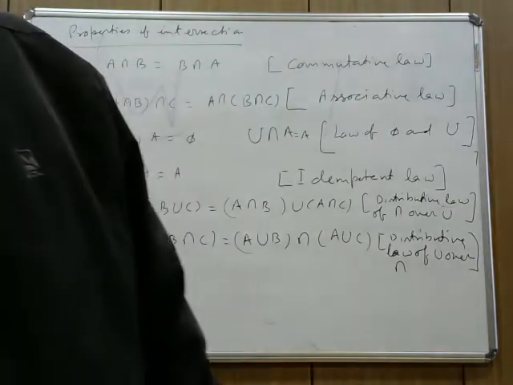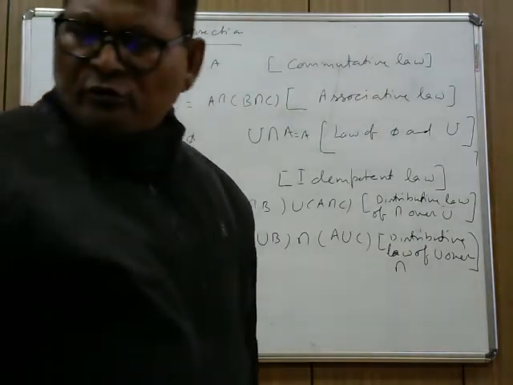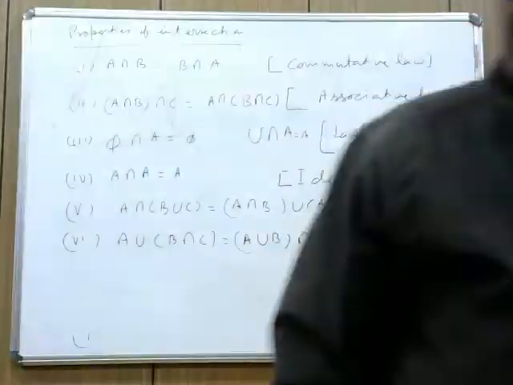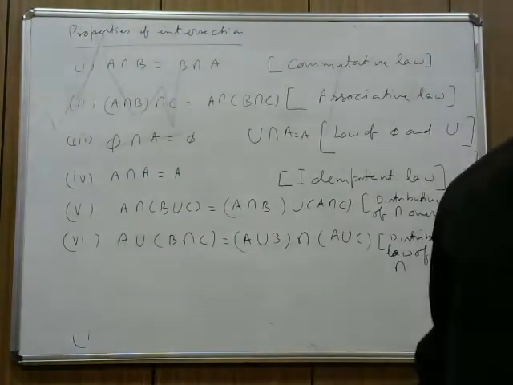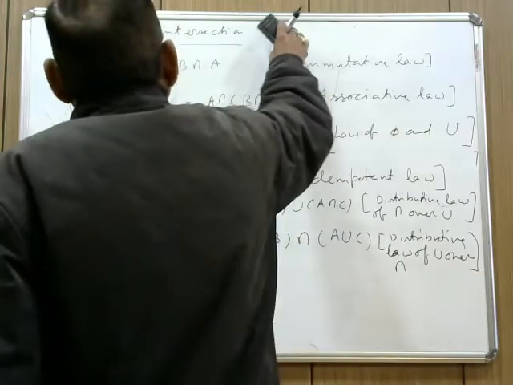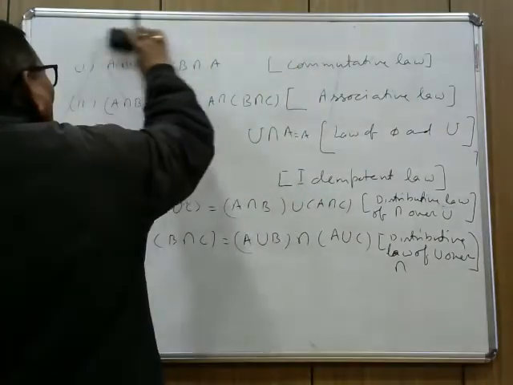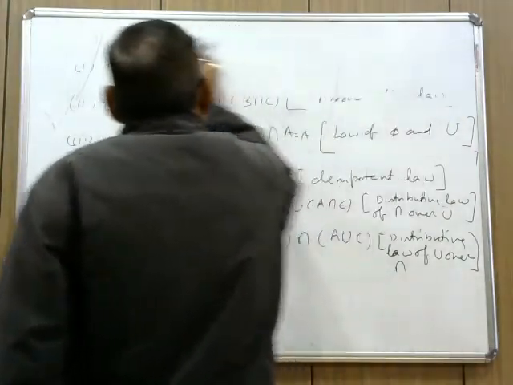Disjoint sets: when they are non-overlapping and they have no common element, they are said to be disjoint sets. And in case of disjoint sets, I have already told you A intersection B is a null set.